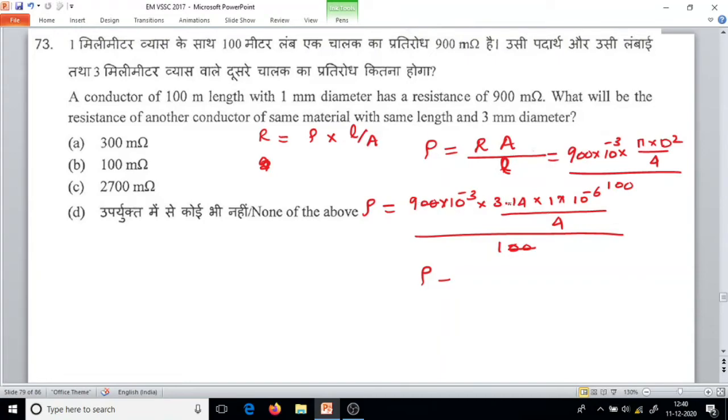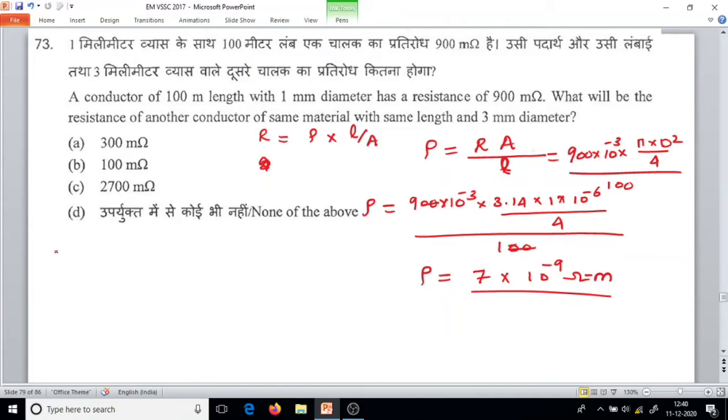See, 3, just take it as 3 nines are 27. 27 divided by 4, you will get around 7. Rho equal to 7 multiplied by 10 to the power minus 9 ohm meter. We have used meter for all, so we got the resistivity in ohm meter. Now we know the rho.